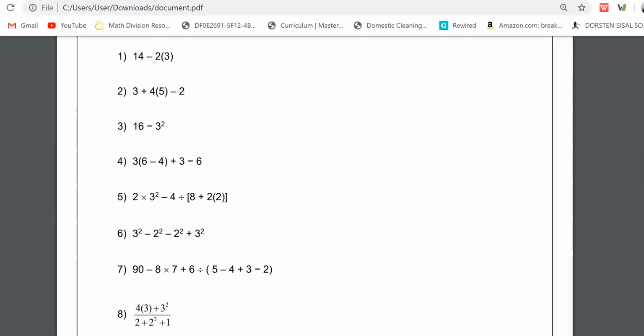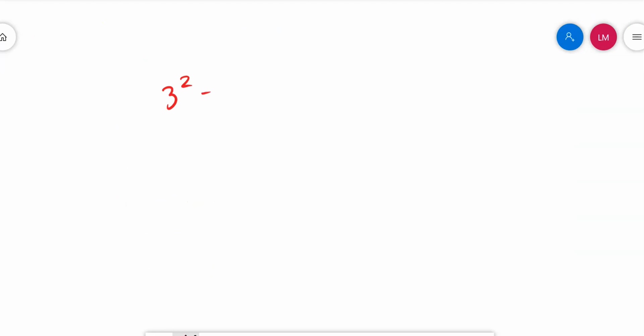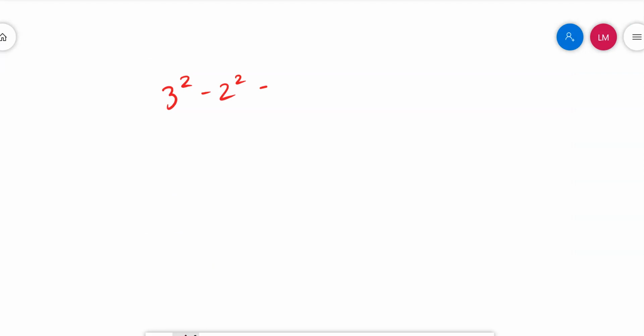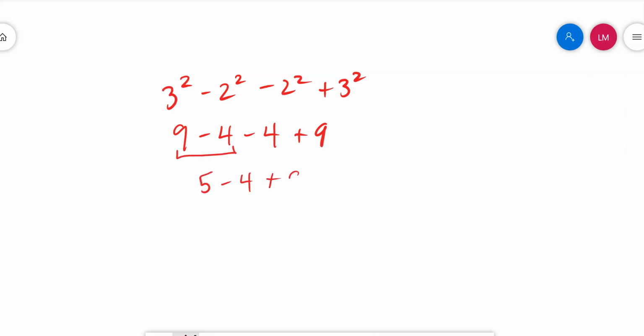6. We got 3 squared minus 2 squared minus 2 squared plus 3 squared, I think is what I saw. So this is, again, left to right, and we are doing exponents. So we got 9, 4, 4, and 9. Remember, we do math from left to right. So we're going to subtract here, get 5, drop this down. 5 minus 4 is 1, plus 9. The answer to that one is 10.